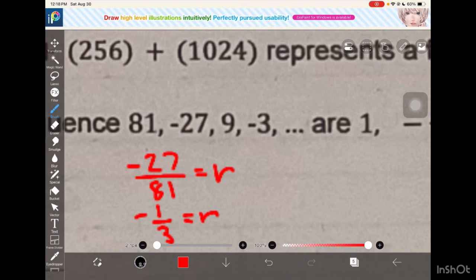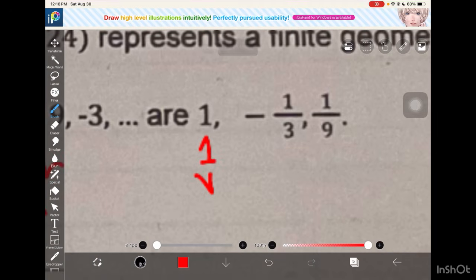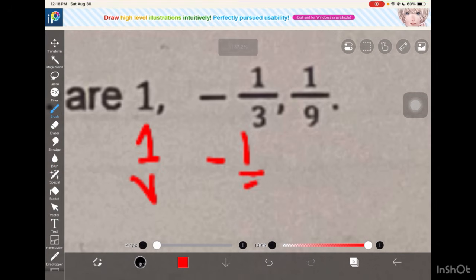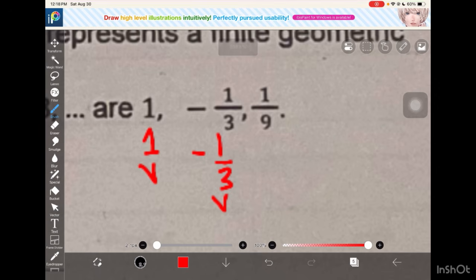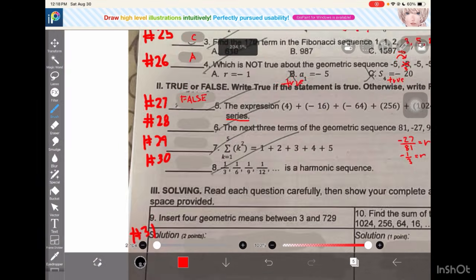So our next one to do is -3. Here, -3 times our r is indeed 1. So far it's looking good. Let's try to do it again. 1 times our r, so 1 times -1/3 is -1/3. So far it's correct. Then -1/3 times -1/3 is 1/9. So it's also correct. Therefore, this statement is true.